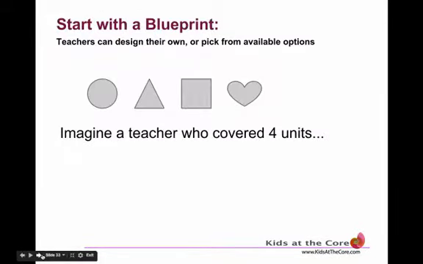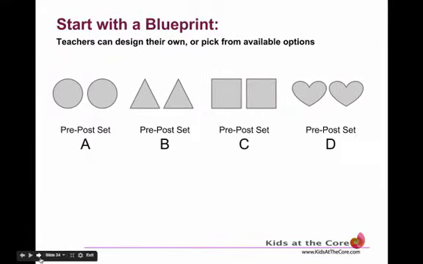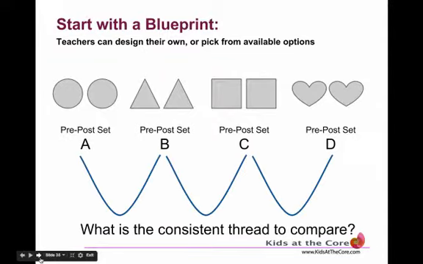Let's look at a teacher who covers 4 units. The first unit might be circles, triangles, squares, and hearts. If that teacher was to go ahead with the pre-test, post-test model and look for growth in circles, and then growth in triangles, and then growth in squares, and then growth in hearts, like in our first example, we won't find a consistent thread throughout the entire year to look at growth over time.